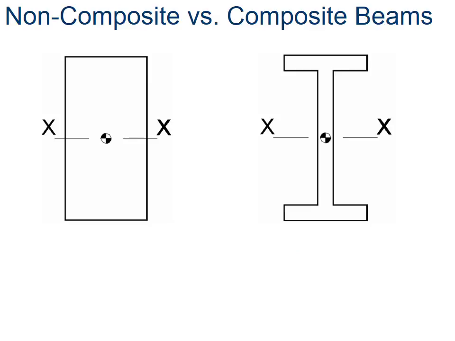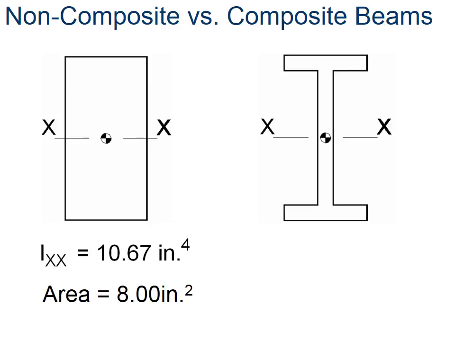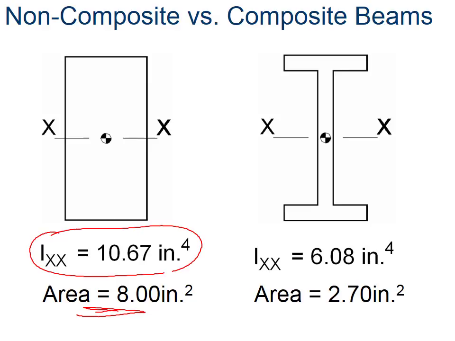So if we look at two structures here, what we're going to do is apply some values. These values are just given. Project Lead the Way made these values up and gave them to us. And they said, okay, this is a non-composite versus a composite beam. The moment of inertia for this beam is 10.67 inches to the 4th with an area of 8 inches. This beam's moment of inertia is only 6.08 inches to the 4th, but the area is 2.70 inches.